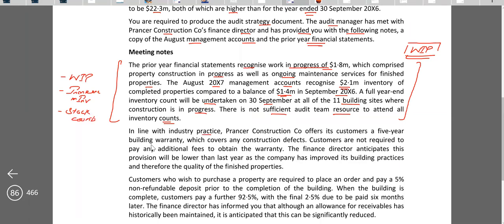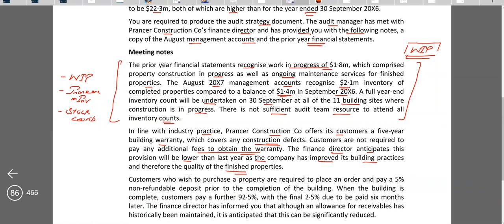In line with the industry practice, Prancer Construction offers its customers a 5-year building warranty, which covers construction defects. Customers are not required to pay any additional fee to obtain the warranty. This point is related to the revenue recognition. If you have done F7, when you are charging for the warranties, that is a separate performance obligation, which you probably studied in IFRS 15. But anyways, they're not charging that. The finance director anticipates this provision will be lower than last year as the company has improved its building practices and therefore the quality of the finished properties.